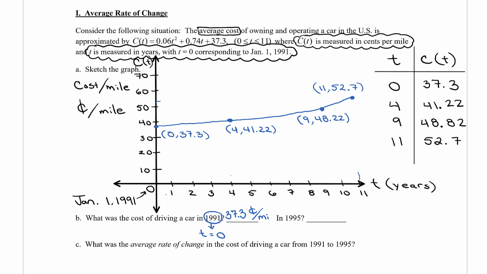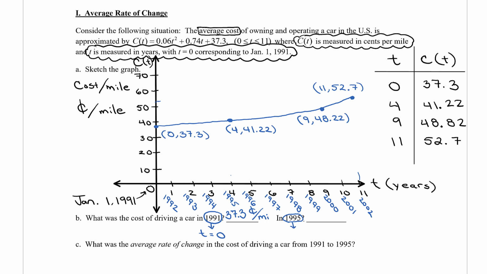Now I'm going to go ahead and just write in the years for each one of these t values. For 1, I'm going to write in 1992. For 2, I'm going to write in 1993. For 3, I'm going to write in 1994. For 4, I'm going to write in 1995. For 5, 1996. For 6, 1997. For 7, 1998. For 8, 1999. For 9, 2000, 10, 2001, 11, 2002.